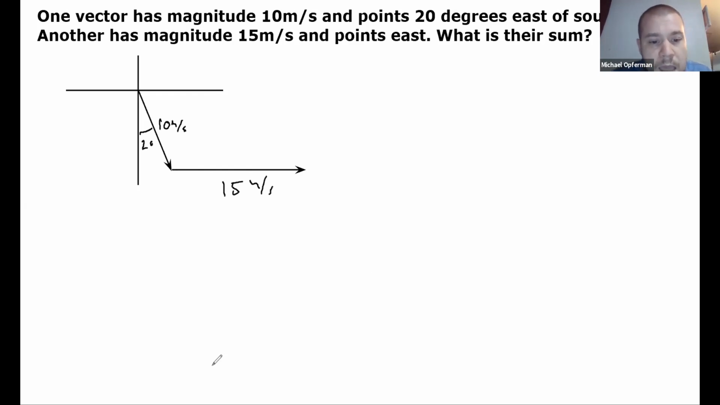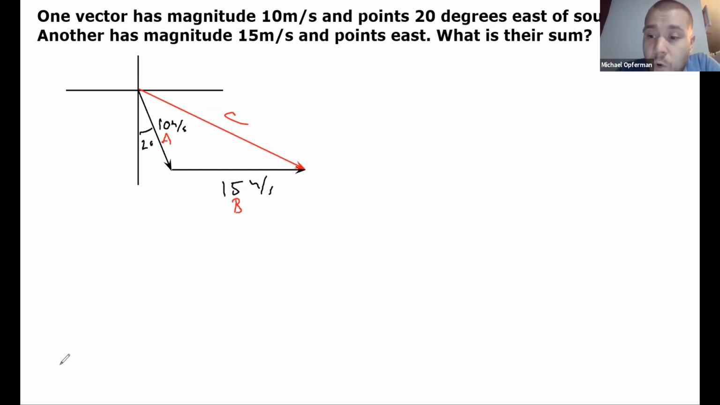So straight away, just from the geometrical approach, I have a rough idea of what I'm expecting the answer to be. I'm expecting something that has a large positive x component and a fairly large negative y component. So that red vector is going to be my answer, which let's call it C again. So we'll call that guy C. And this guy's going to be A, and this guy's going to be B.